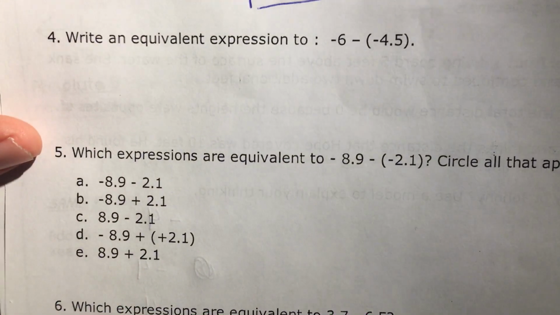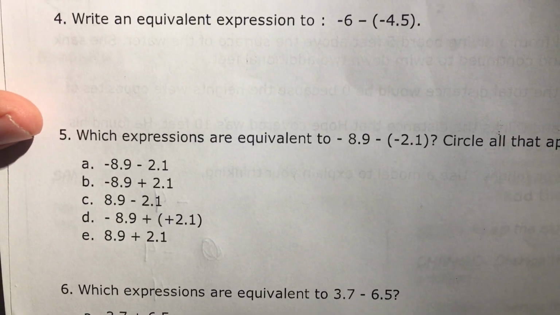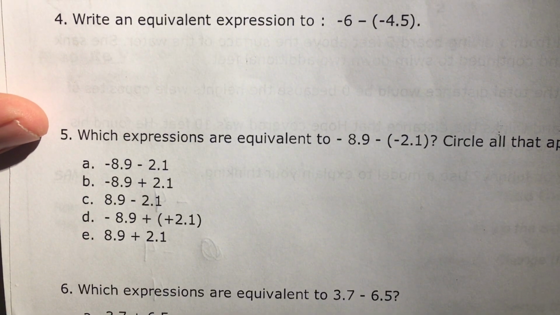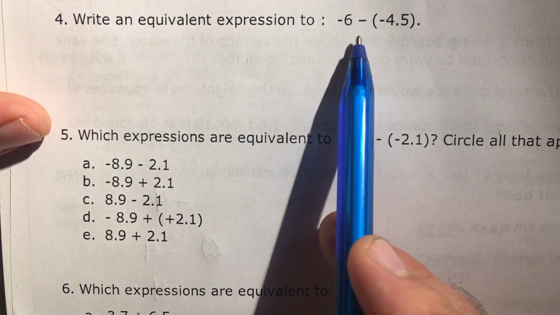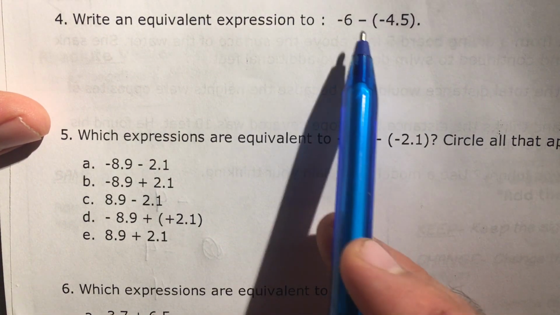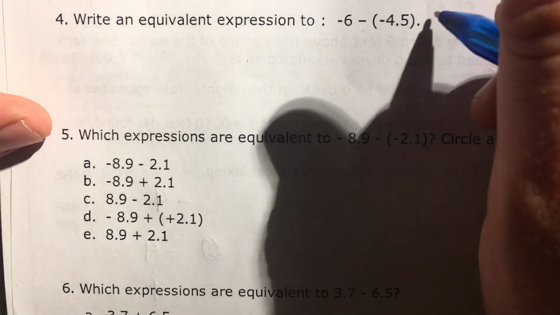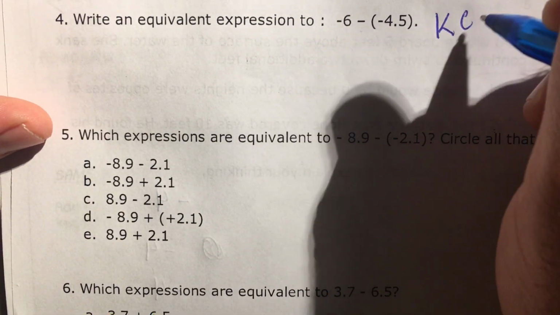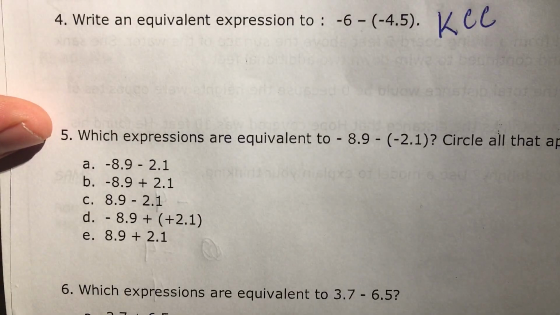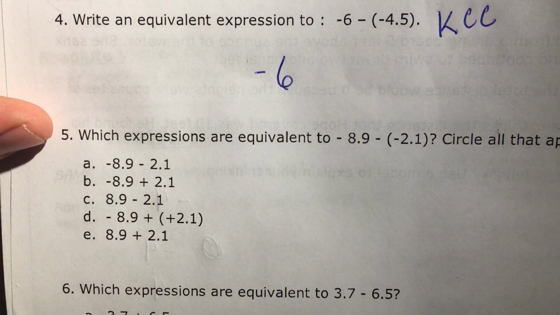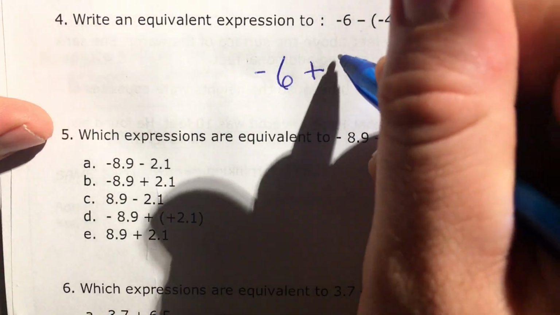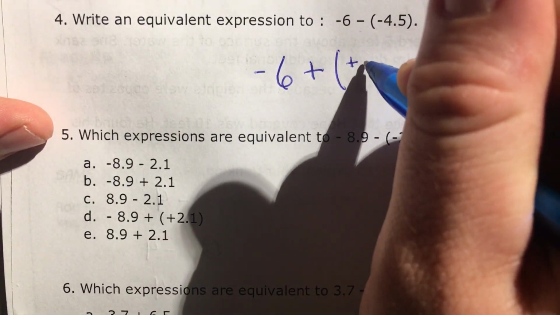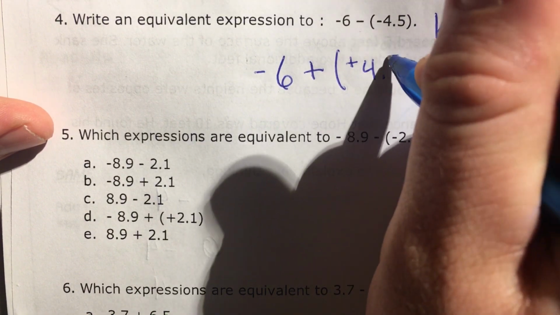Let's take a look at number 4, which asks us the same question. Write an equivalent expression to negative 6 minus a negative 4. Well, it's subtracting again. So in order to change this into an addition problem, I again have to do keep, change, change, or KCC. So I keep negative 6 the same. I change the subtraction to an addition. And I change the negative 4 into a positive 4.5.